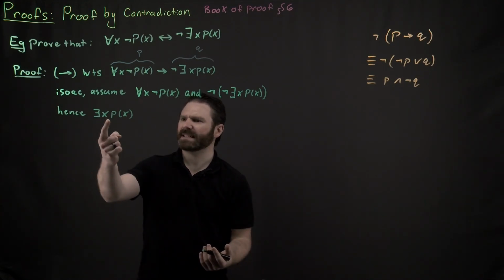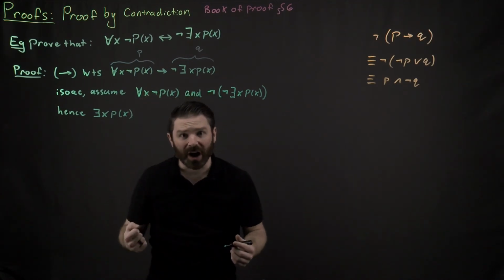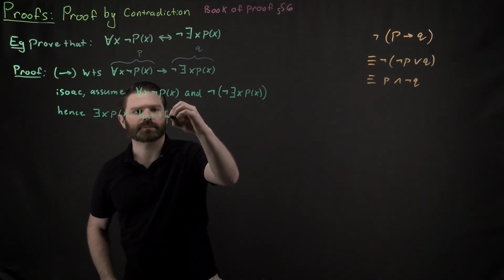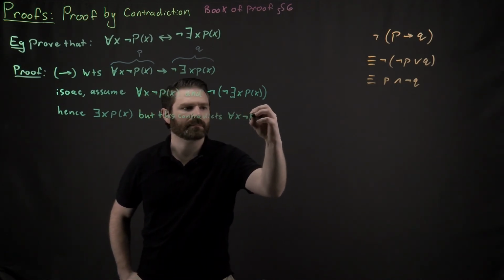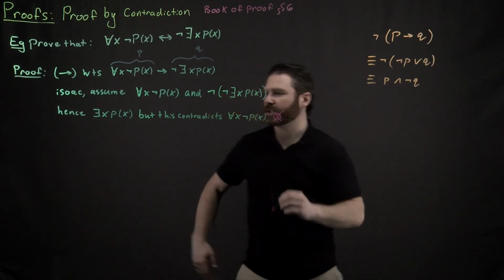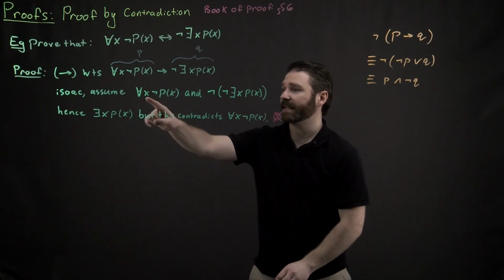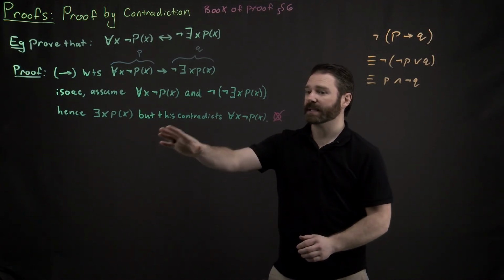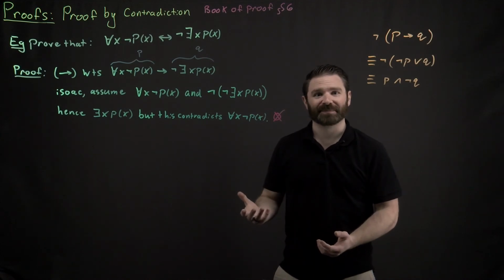Oh wait, there exists an x such that P of x, and for all x's not P of x, that's a contradiction. So that's my contradiction, because here it says there's some value such that P of x is true, and this says for all values P of x is not true. Those both can't coexist, therefore it's a contradiction, and I've finished with my forward direction.